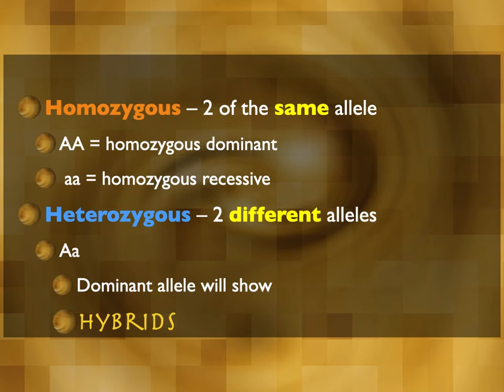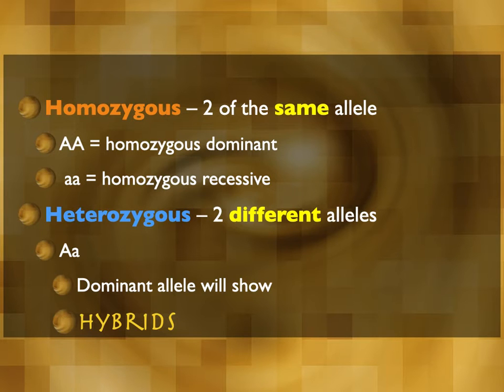You need to know the terms homozygous and heterozygous. If you're homozygous, you have 2 of the same allele. For example, and I'm going to use big and little, big A is homozygous dominant, meaning you have 2 of the dominant. Little a is homozygous recessive, meaning you have 2 little or 2 recessive alleles. Heterozygous is when you have the 2 different alleles, big A, little a. The dominant allele will win because it's the stronger of the 2.